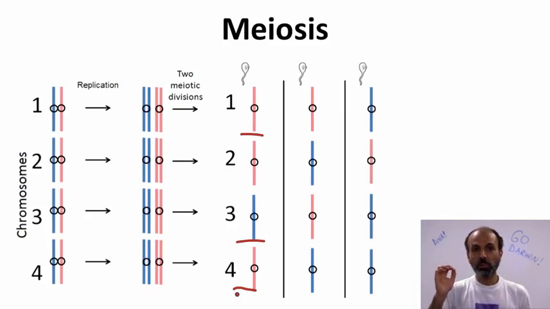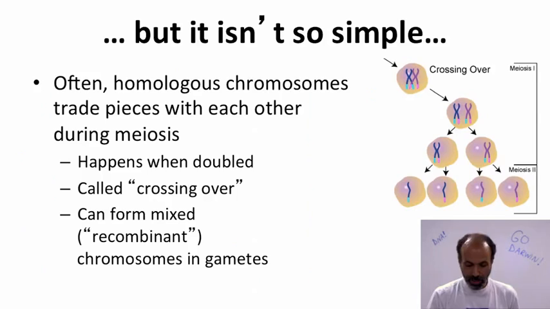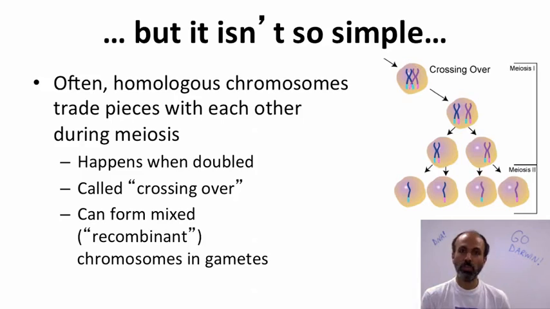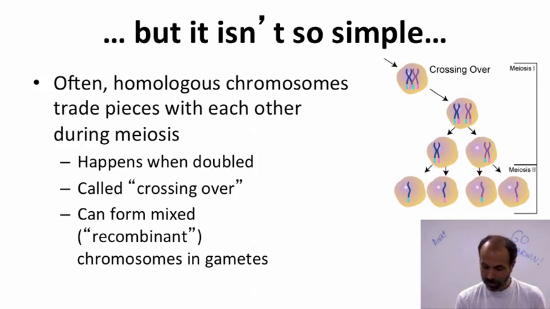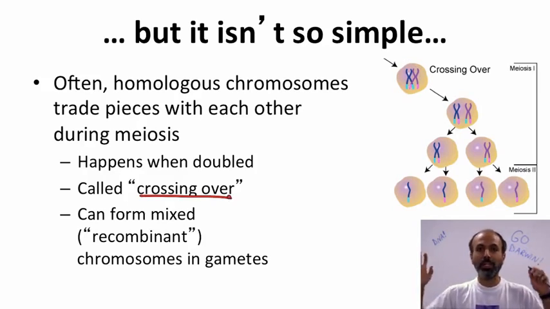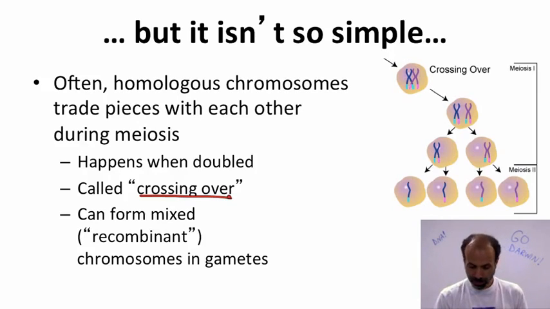But in reality, when you're looking at genes along a chromosome, it's not that simple. Often homologous chromosomes, these chromosomes that basically came from dad and came from mom, will trade pieces during this process of meiosis. And that was what was depicted in that diagram from Morgan. So this happens when they're doubled, and this process is called crossing over. And this again forms recombinant chromosomes, or recombinant gametes, where if you're looking at two genes, you can get combinations not found in the parents among the alleles.